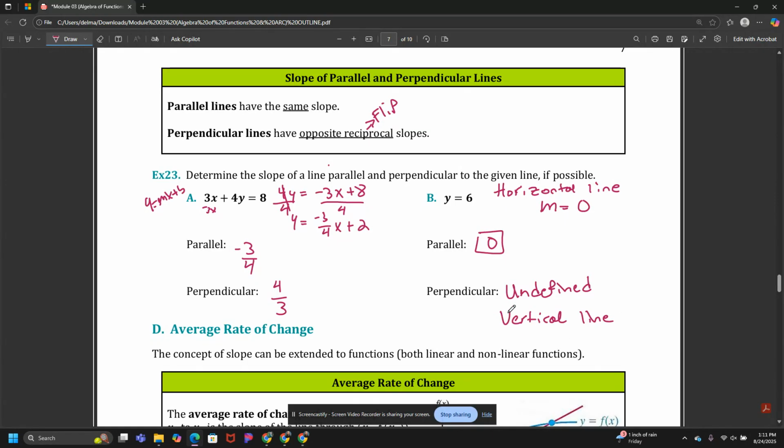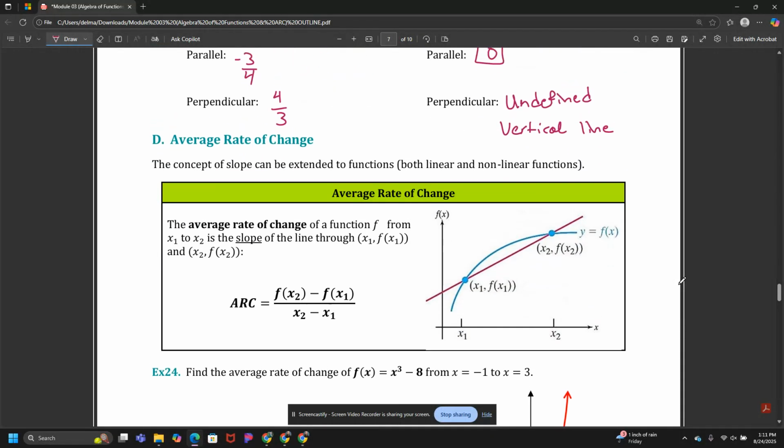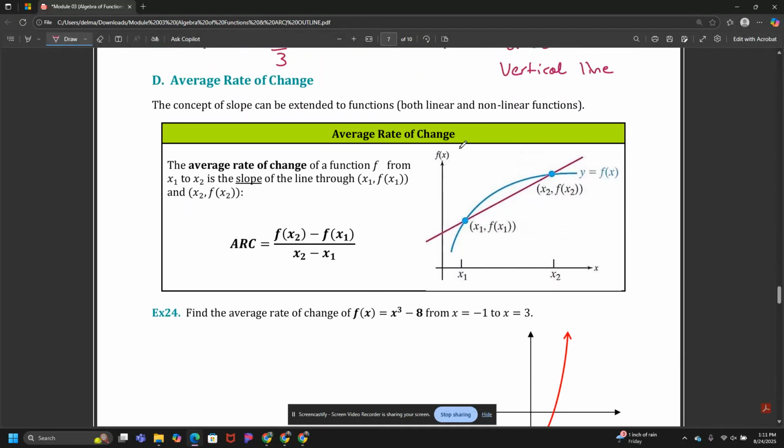Okay. Now average rate of change is basically the same thing as slope. We're going to use the same formula. The concept of slope can be extended to functions as the average rate of change. The average rate of change of a function is the slope of the line, whether it be an exponential function or a linear function.